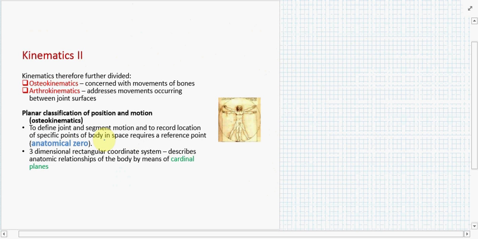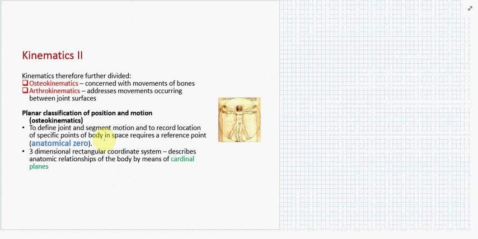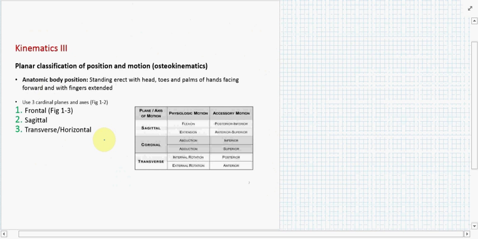Okay, so part of what the kinematic analysis entails is the study of osteokinematics and arthrokinematics, where osteo is concerned with bones and arthrokinematics is concerned with joints specifically. So that means we have to have an understanding of the planes of motion. And as we know, there are three specific planes that we tend to study movement in. So that's these three planes over here: frontal, sagittal, and transverse plane.